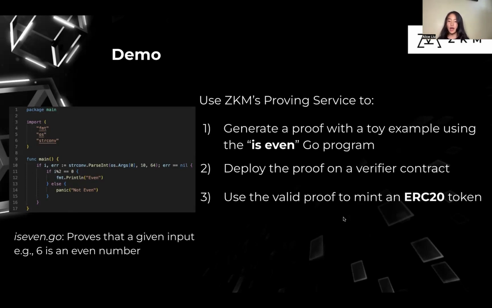And if the proof is valid, we'll be able to mint an ERC20 token. So that's the process and the steps that we're going to take in today's demo.